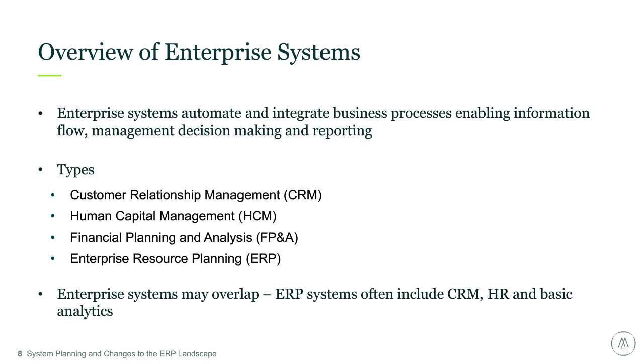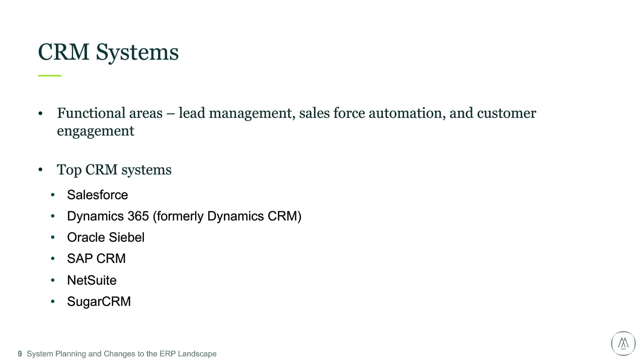So let's start with CRM type of enterprise systems. They're basically focused on anything to do with sales process. The main functional areas that we see CRM systems address include leads management, anything from qualifying contacts to managing leads and opportunity.